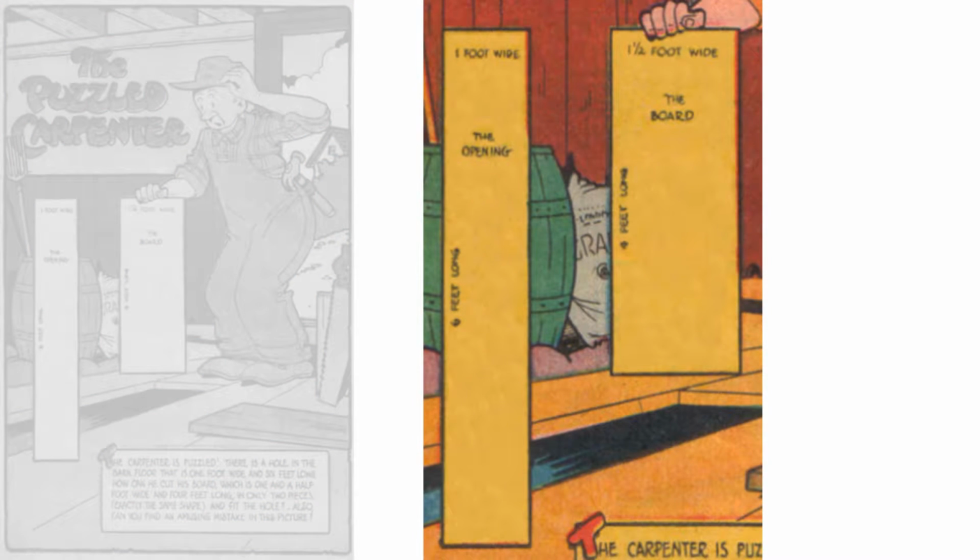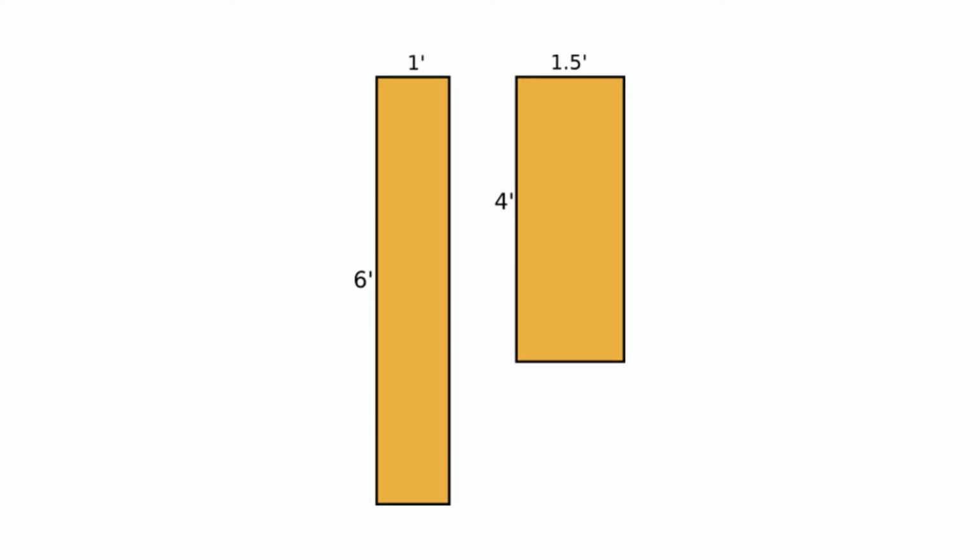The carpenter has a hole, dimensions 1 foot by 6 feet, and a board, dimensions 1.5 feet by 4 feet, and he has to cut the board so that the pieces can be rearranged and fill the hole. The one extra condition here, and this is what makes it a tough problem, is that he can only cut the board into 2 pieces. So let's look at this for a second.